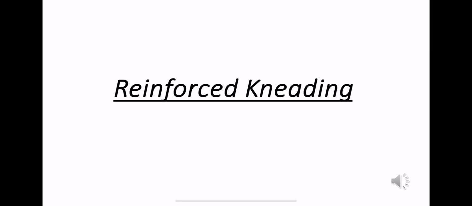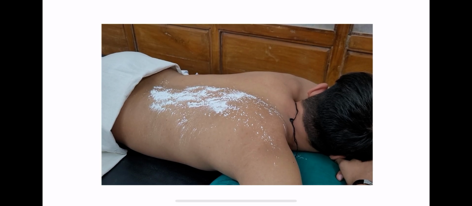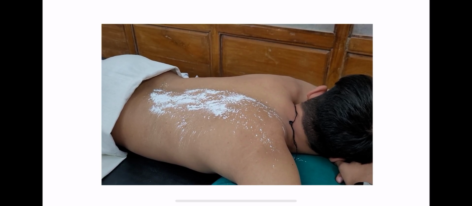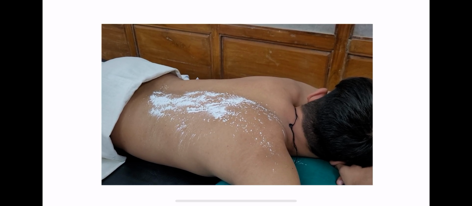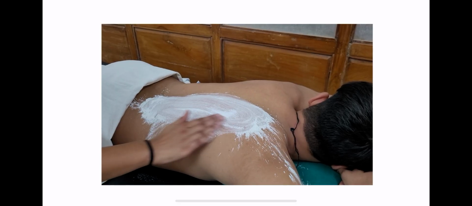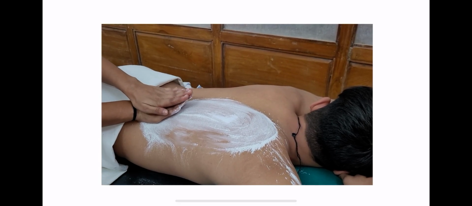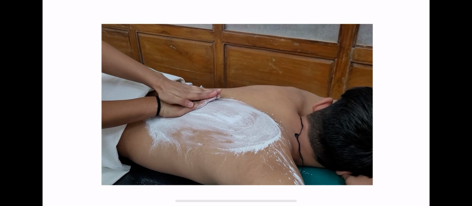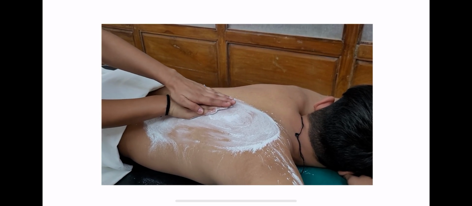Reinforced kneading. This technique is also called ironing. Most commonly, this technique is performed over the back. Therapist position, walk standing. Patient position, prone lying. The hands are placed over each other, and the lower hand remains in contact with the skin, and then starts applying kneading.